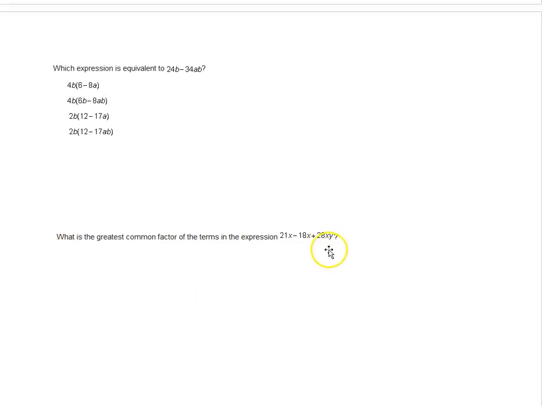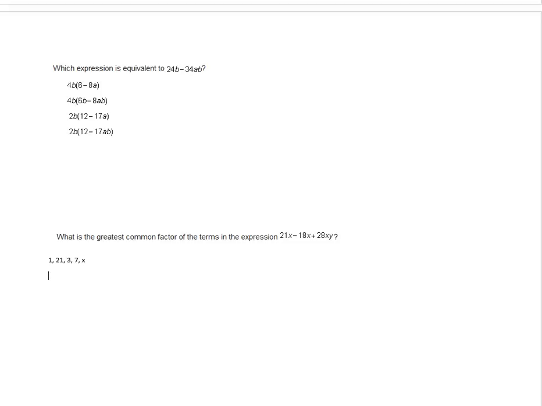In this problem, they're asking us to find the common factor of all of these terms. So let's think about the 21x. What numbers are factors of 21? Well, 1 and 21 multiply together to give us 21, and 3 times 7 give us 21, and then of course we have the x term. So there are the factors for 21x. They're not in order like we've seen them in other problems, but that's okay. We can go through the list and find the ones that are similar.